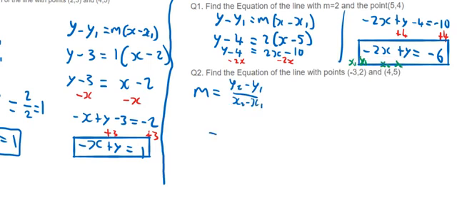And again, you can find that in the log tables. So y2 here is 5, y1 is 2, x2 is 4 minus, and then just be careful here because x1 is minus 3. So I'm getting 3 over 4 minus minus 3 would be 7 because minus minus makes plus. So m equals 3 over 7 here.